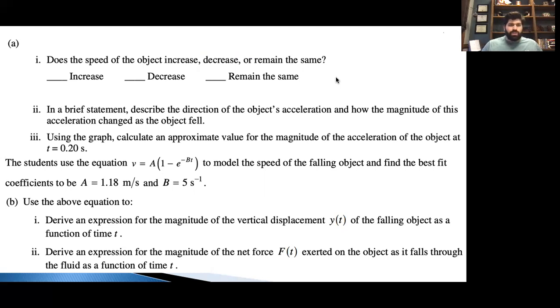Also, we're being told that the students use an equation v equals a times the quantity 1 minus e to the negative bt to model the speed of the falling object, and find the best fit coefficients to be a of 1.18 meters per second and b to be 5 inverse seconds. We're going to use that equation to derive an expression for the magnitude of the vertical displacement. And then we're also going to derive an expression for the magnitude of the net force exerted on the object as it falls through the fluid.